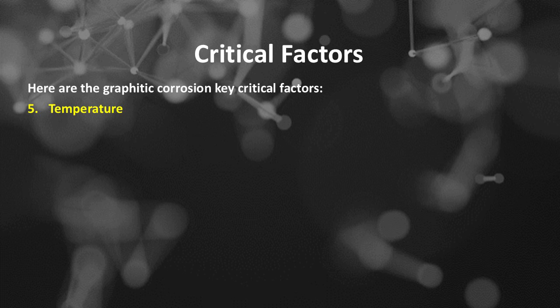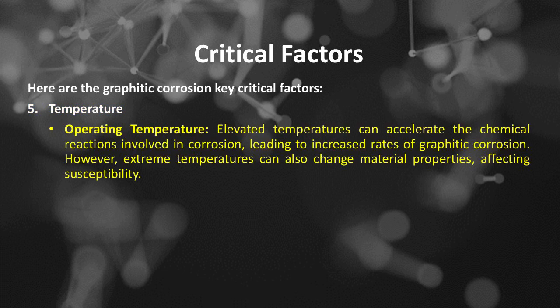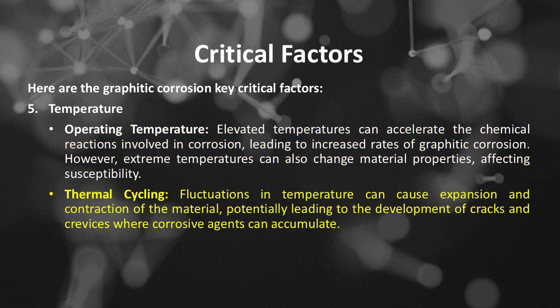Number 5 is temperature. Operating temperature. Elevated temperatures can accelerate the chemical reactions involved in corrosion, leading to increased rates of graphitic corrosion. However, extreme temperatures can also change material properties, affecting susceptibility. Thermal cycling. Fluctuations in temperature can cause expansion and contraction of the material, potentially leading to the development of cracks and crevices where corrosive agents can accumulate.